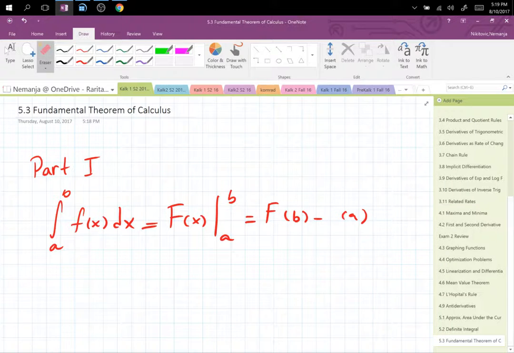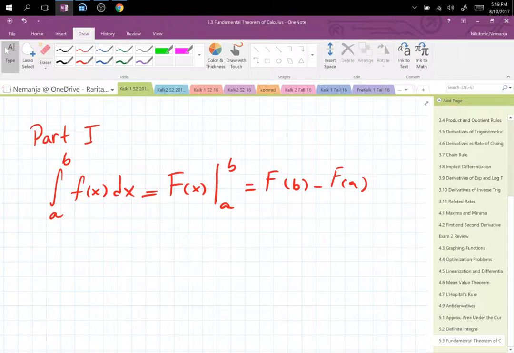This computes the area, and you have to be careful whether the function dips below the x-axis or not. If it does, this calculates net area. If you want to calculate the area that you get to color, if the function dips below the x-axis and has negative y's, you have to use absolute values. You have to break it apart. So the fundamental theorem of calculus, part one, is the definite integral calculation. Part two.